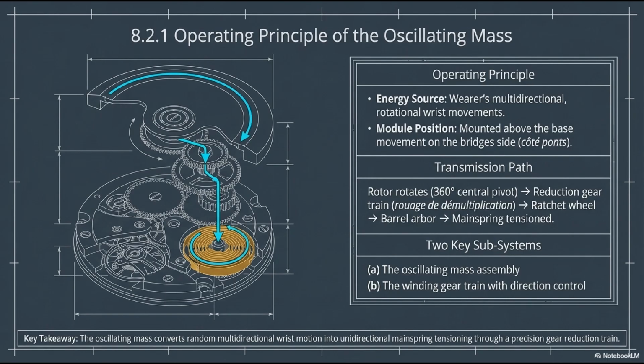The heavy rotor rotates 360 degrees around a central pivot. This high-speed, low-torque rotation is fed directly into a reduction gear train, or rouage de demultiplication. This train mathematically converts the speed into massive torque. This torque is applied to the ratchet wheel, which turns the barrel arbor, thereby tensioning the mainspring. Therefore, any automatic mechanism can be broken down into two key subsystems: System A, the oscillating mass assembly itself, which captures the kinetic energy, and System B, the winding gear train equipped with direction control, which processes and routes that energy. We will examine both of these systems in painstaking detail.